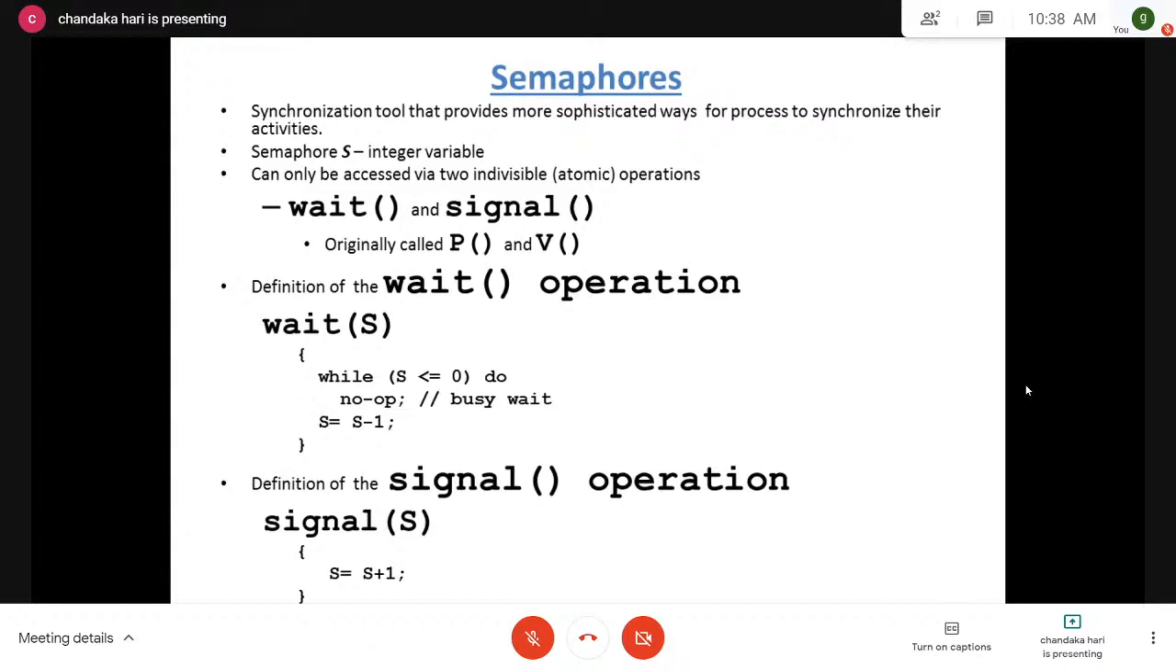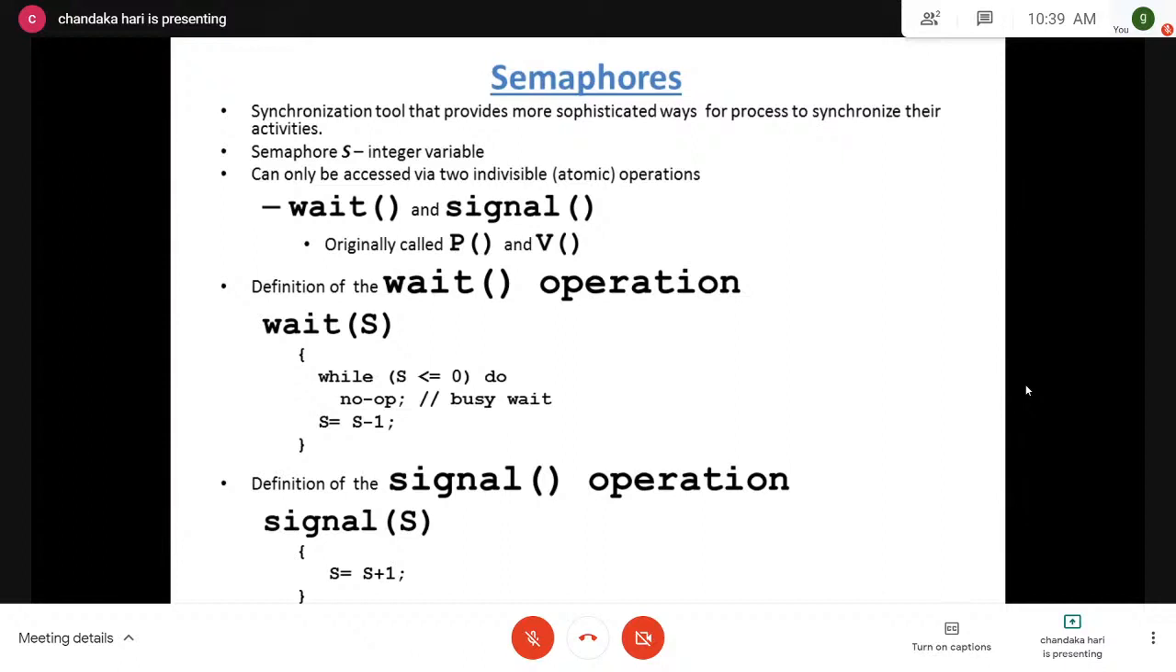How does this happen? This particular X variable is now accessed by only one process at a time. It is 100% guaranteed that the data does not enter into any inconsistent state.